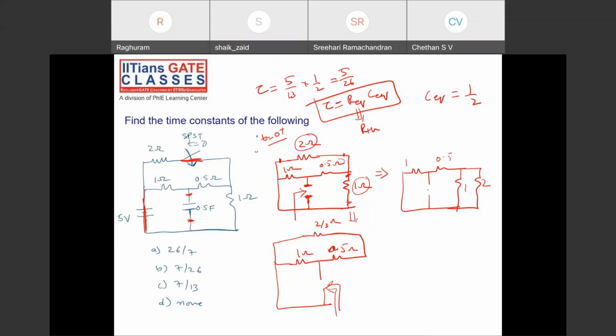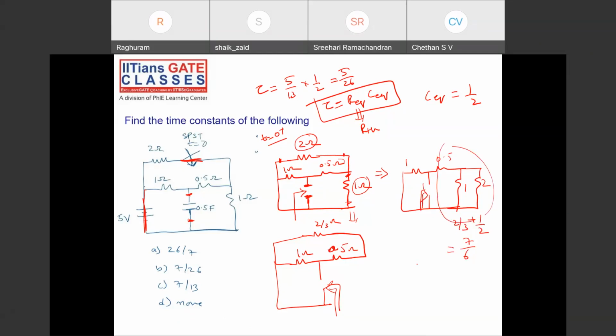Okay, this is how the circuit is. Now, as seen, 1 and 2 are in parallel, it's 2 by 3 in series with 1.5. Sorry, yes, 0.5. So 1 by 2, right? So 6 and 4 plus 1, sorry, 7 by 4, 6, plus 3, 7 by 6. Okay, this combination will become 7 by 6.